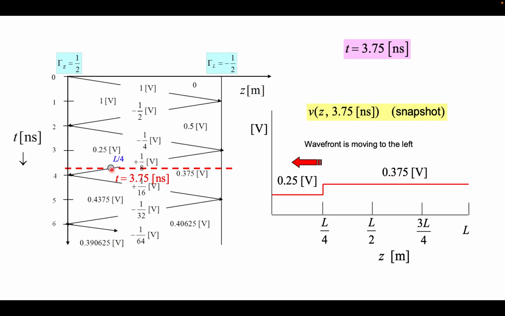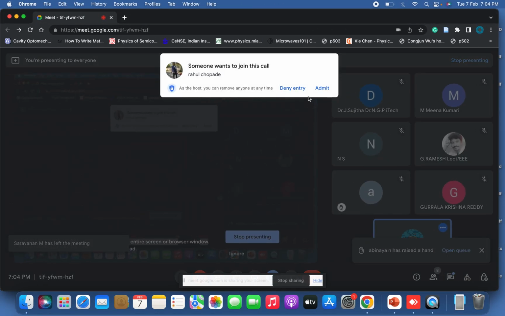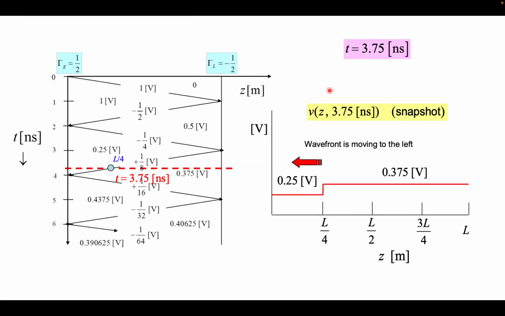Now if you cross this boundary, the voltage is 0.375 volt. So basically you have 0.25 volt up to L by 4, and from L by 4 to L you have just 0.375 volt. Does anyone have it right? One person solved this problem and she was saying 0.375 volt. Did you get it correct? Okay, so you got the idea of how to solve such a problem.